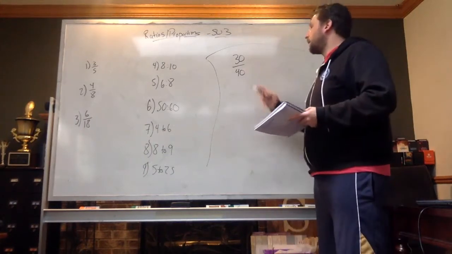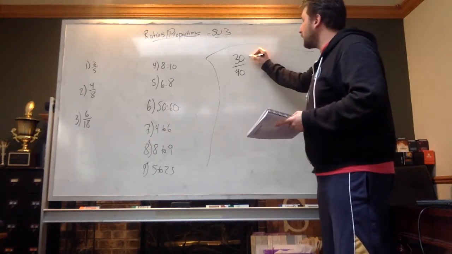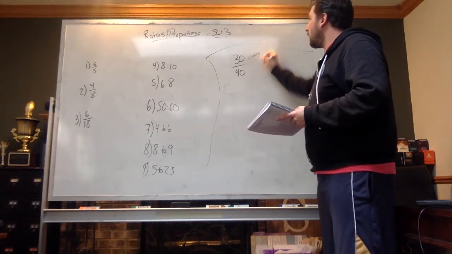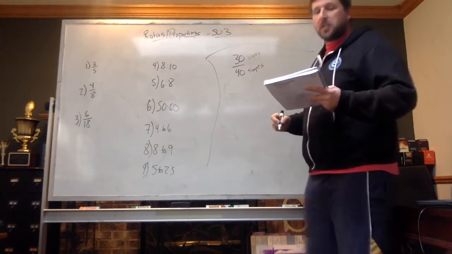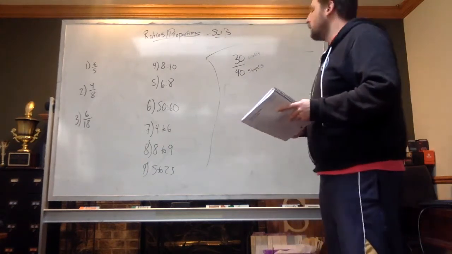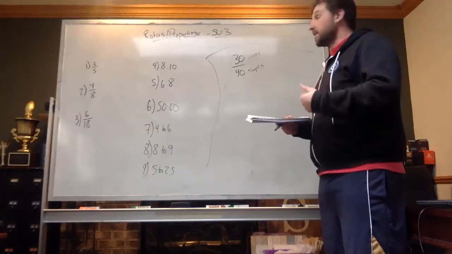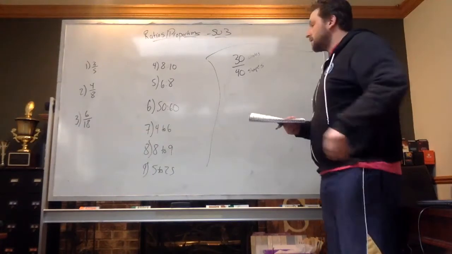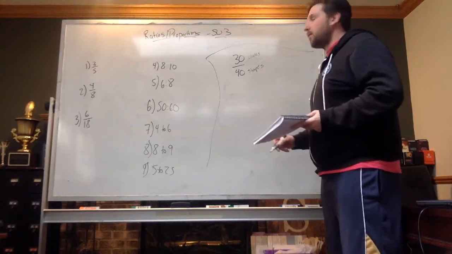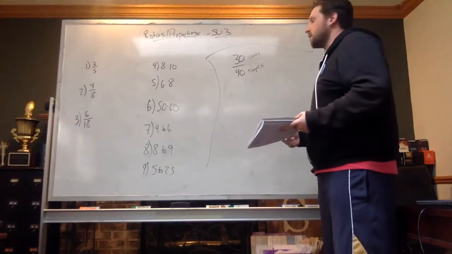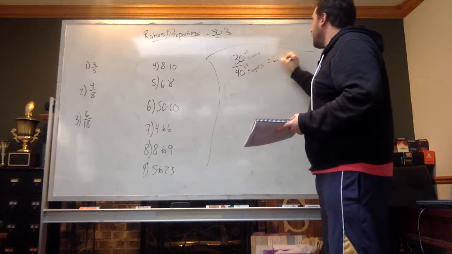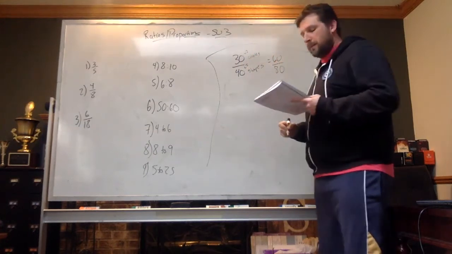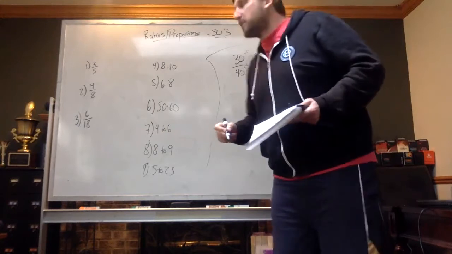So if we have 30 to 40, let's say we have 30 circles out of 40 shapes overall. And we want to change that ratio to something that is proportionally the same thing. So now let's say we have the same 40 shapes with 30 circles, and we double that. We times both by 2, and then that would equal 60 out of 80. And that's really the same thing.